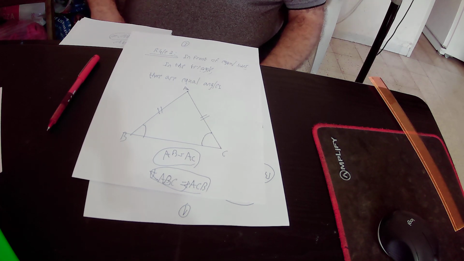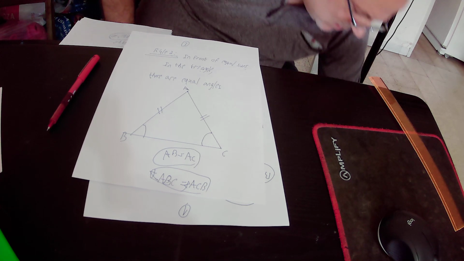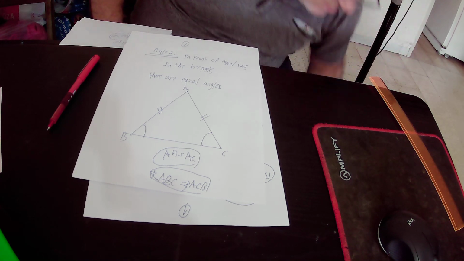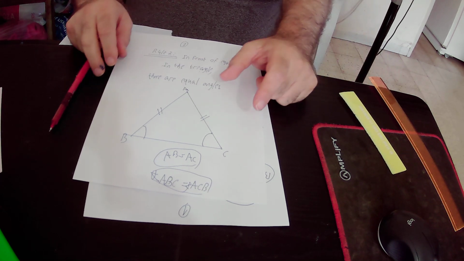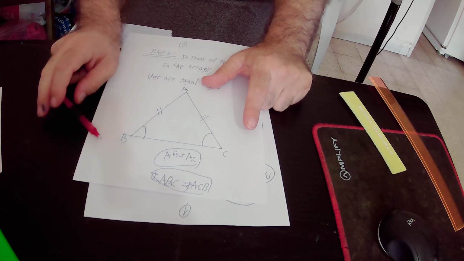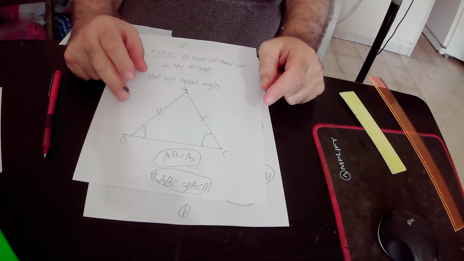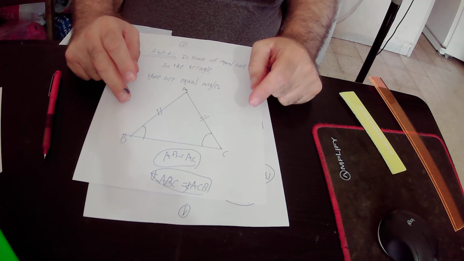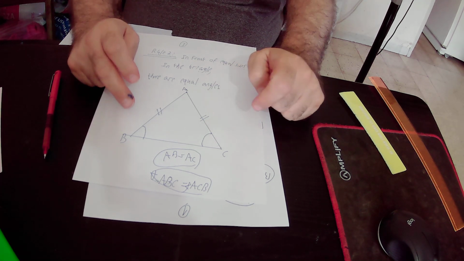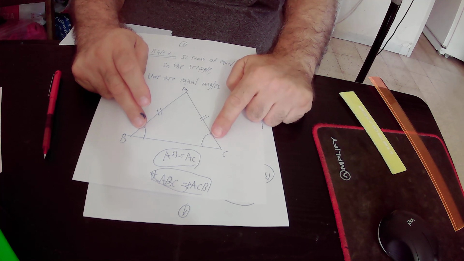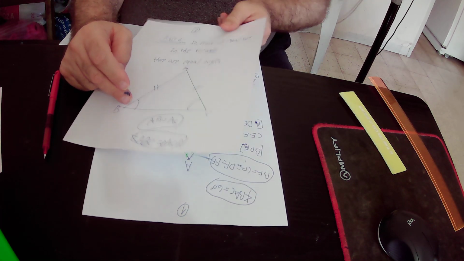Then we have rule number 2 that states that in front of equal sides in a triangle there are equal angles. So if we have triangle ABC and we know that AB equals AC, according to rule number 2, angle ACB must be equal to angle ABC. Those two angles must be equal to each other.